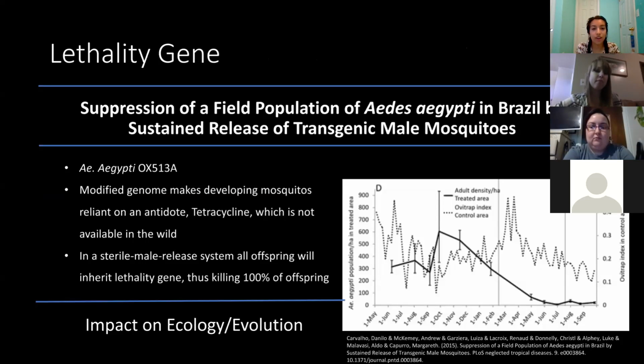Another technique involves kind of the same idea, lowering the mosquito population, but it's a lot different of a technique. It involves genetically modifying mosquitoes to have a lethality gene. And this gene, they put in the OX513A mosquito, and it makes mosquitoes require an antidote called tetracycline while they're developing. And in the lab, they can feed the antidote to the mosquitoes and grow up the populations, and then once they're released into the wild, the mosquitoes, once they breed, all of their offspring don't survive development because tetracycline is not available in the wild.